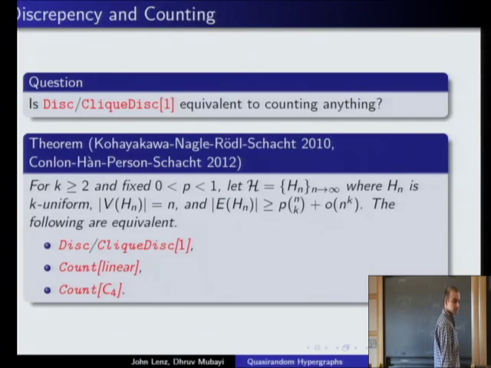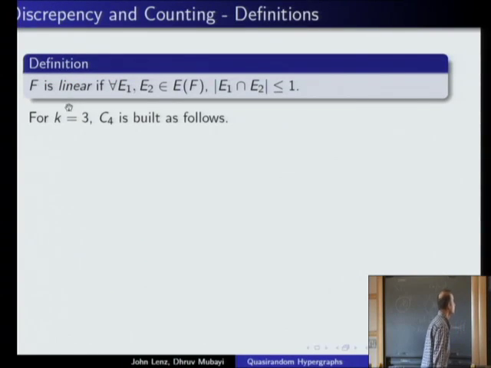It's also clear that K4^(3), even K4^(3) minus an edge, is not a linear hypergraph. But C4 is. So what is C4? C4 is not K_{2,2,2}, the octahedron, because that was also not linear, if you remember. It's this thing.